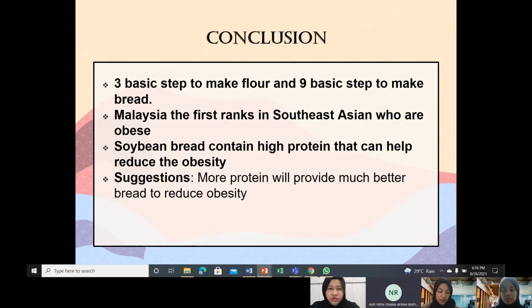For the conclusion, there are 3 basic steps to make flour and 9 basic steps to make bread. Malaysia ranks first in Southeast Asia for obesity. Soybean bread contains high protein that can help reduce obesity. Suggestion: more protein will produce a better bread to reduce obesity. This leads to a major reduction in hunger, which is the main reason protein helps in losing weight. It can make humans eat fewer calories automatically.